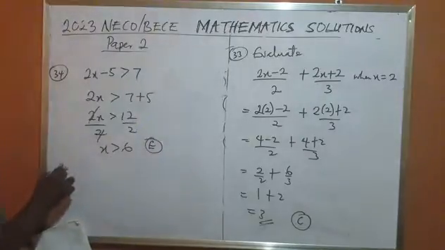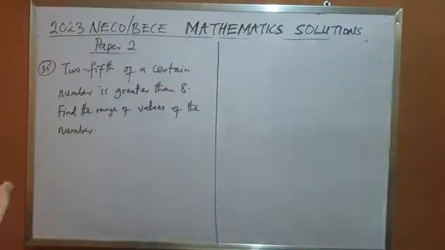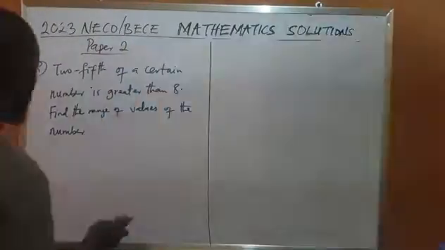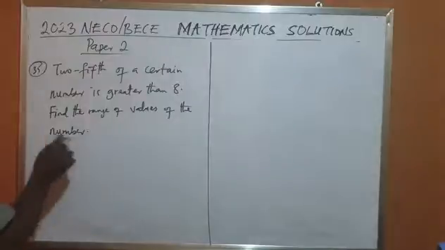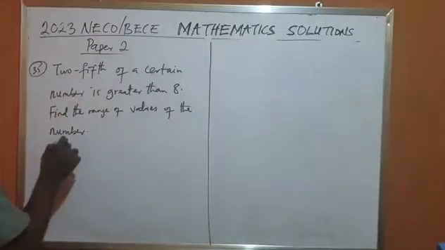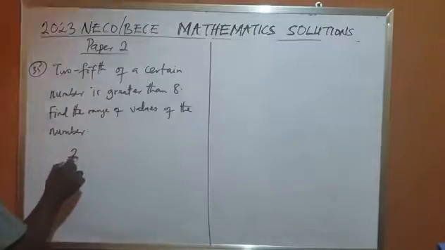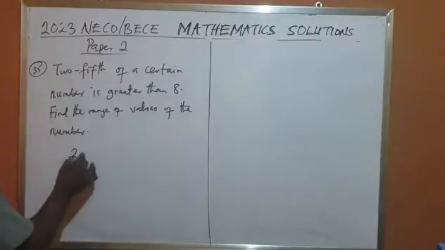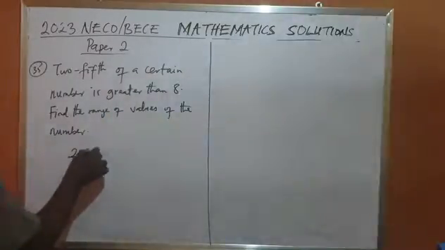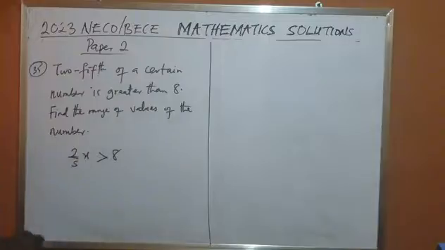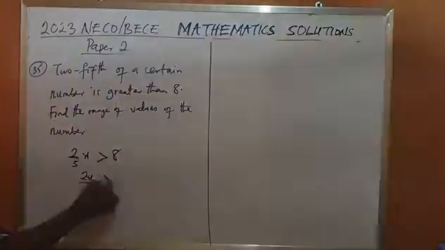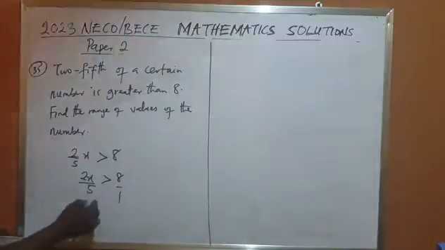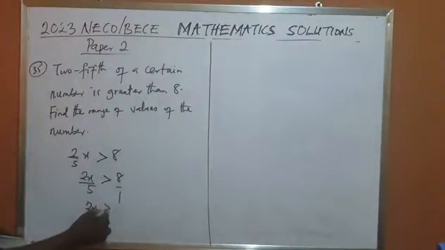Question 35. The question is: 2/5 of a certain number is greater than 8. Find the real value of the number. So let the number be x. So that is 2/5 of x is greater than 8. That's what you interpret. That would be what? 2x divided by 5 greater than 8. So we can cross multiply.